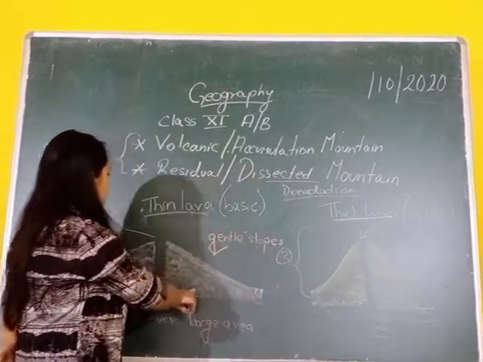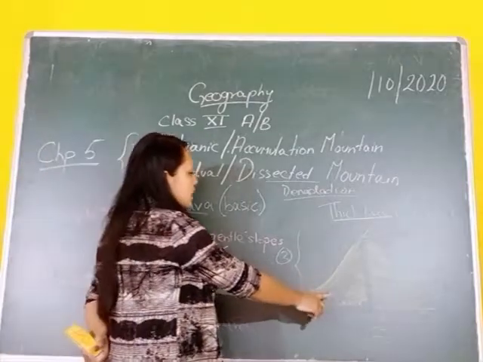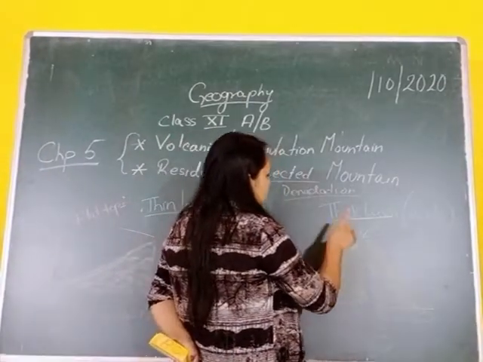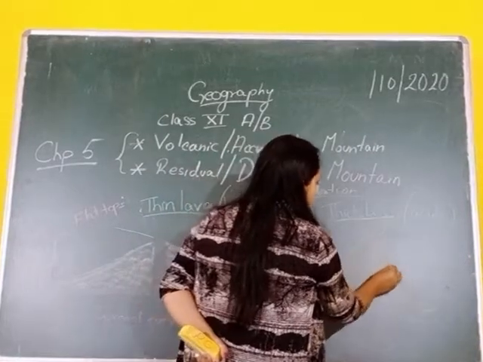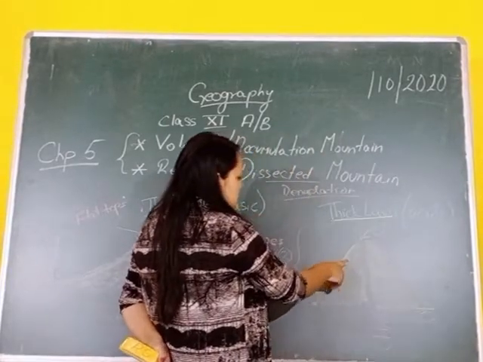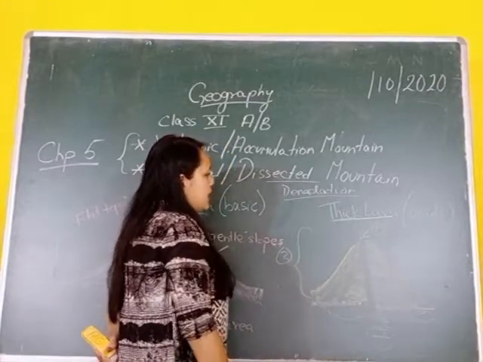The previous one, it is thin, that is why it spreads over a large area. The second one is because the lava is extremely thick, it tends to solidify as soon as it comes to the surface, and that is why it is unable to flow over a large area.